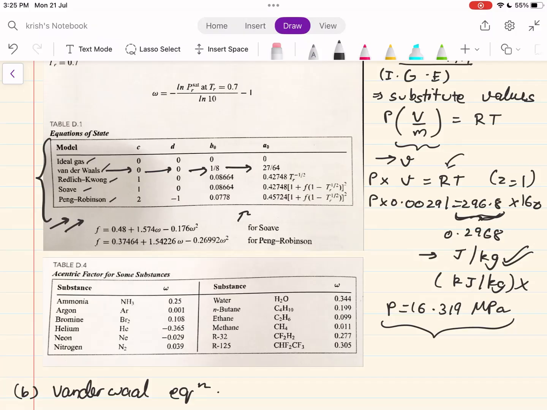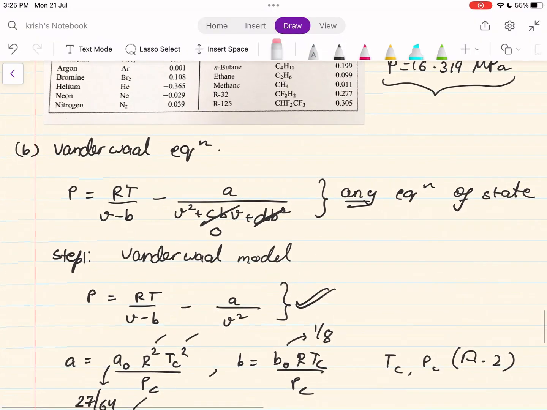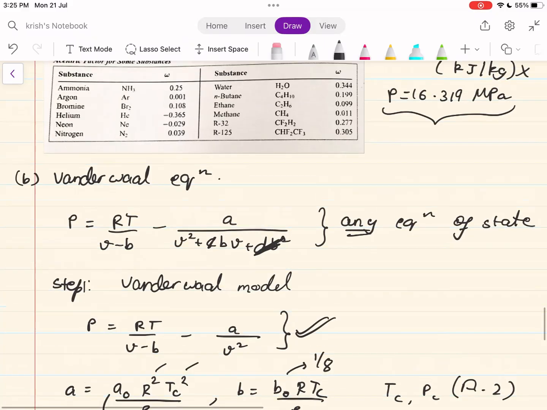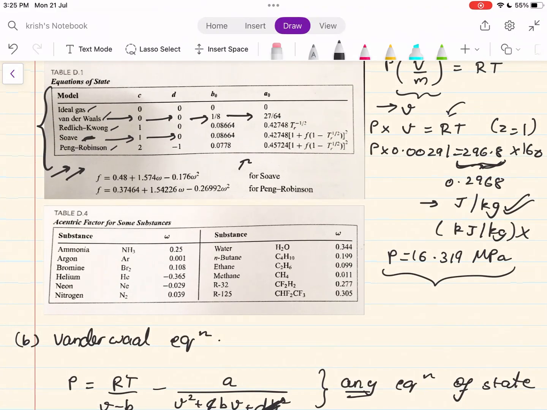For example, if it was given as the, let's see, SRK model, right? We would find C to be 1, we would find D to be 0. So this term would become only BV and this term would still go to 0. Then again, we would have calculated the values of A and B using the respective columns. We would have gone here, we would have gone here.